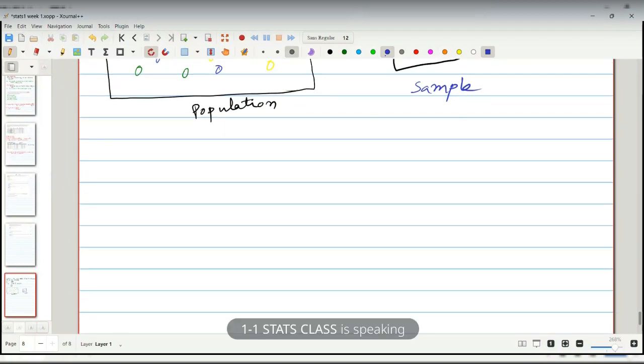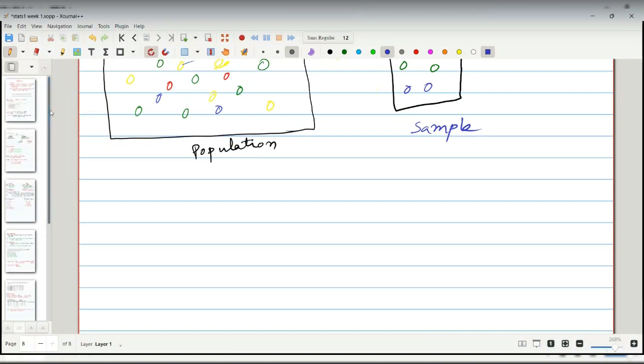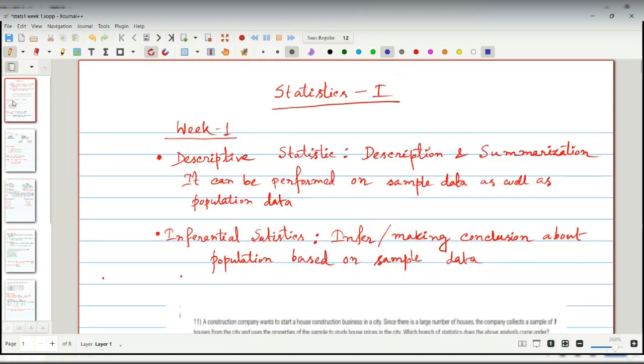Next we have branches of statistics. There are two branches of statistics. One is descriptive statistics and another is inferential statistics. Descriptive statistics is description and summarization of the data. So what is the description and summarization of data?